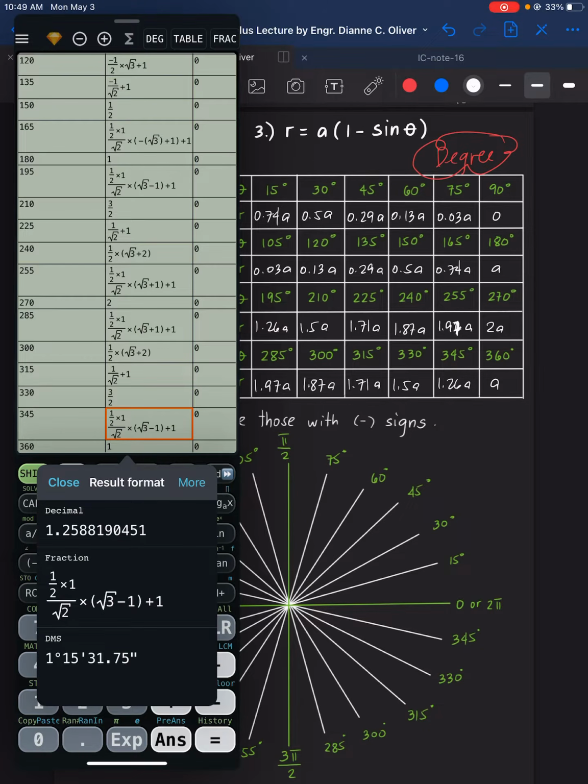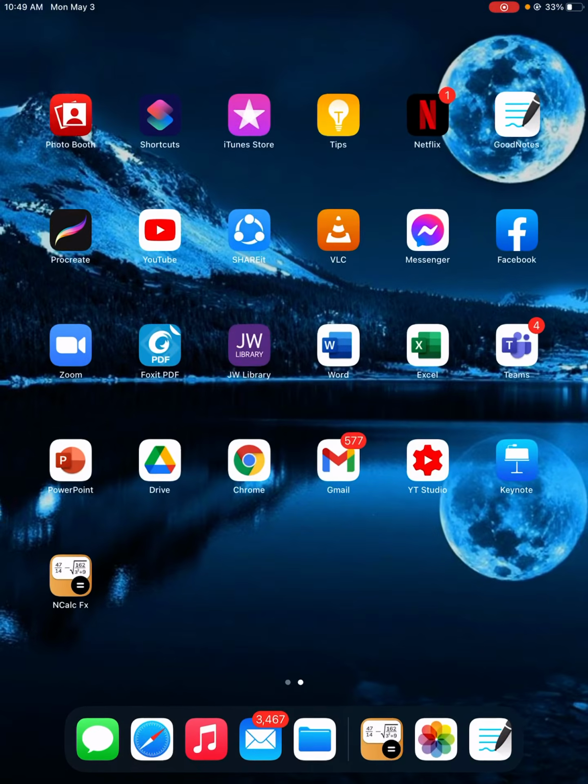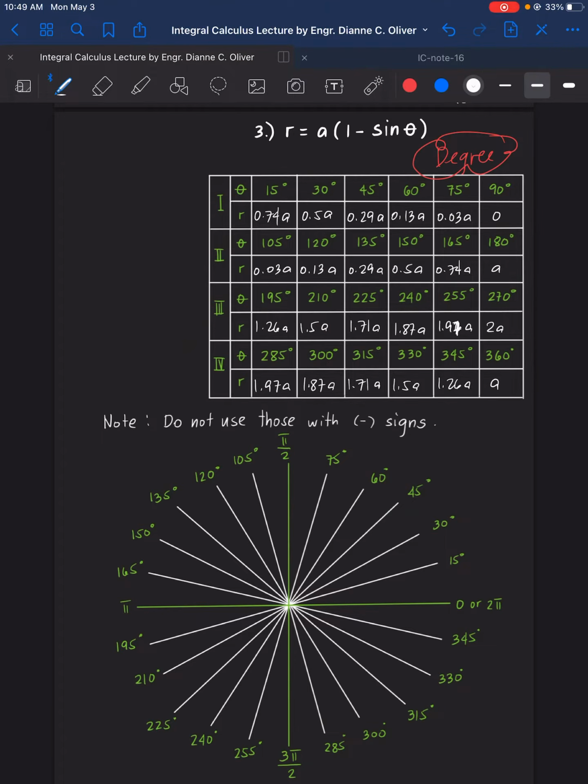Okay, so I do hope we can sketch this correctly. It took a lot of effort. There's no negative here, so we are going to use all of them. At 90 degrees, we have 0. At 75, the longest radius here is 270. The 270 has 2A, so I'm going to put 2A here. And then at 90, we have 0.